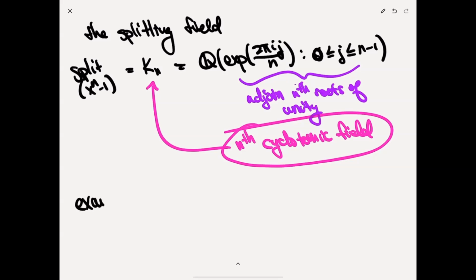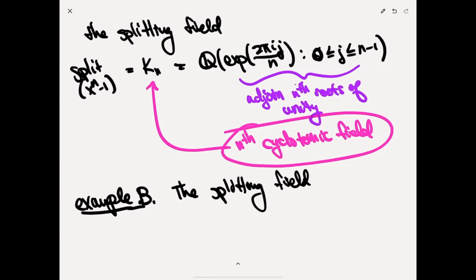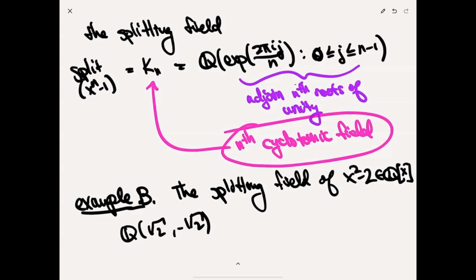So another example. Here's an easier example. I called this example B. So the splitting field of x squared minus 2 in Q[x] is, so this is Q(square root of 2, minus square root of 2), which is just Q(square root of 2). Okay, so this is a simpler splitting field.